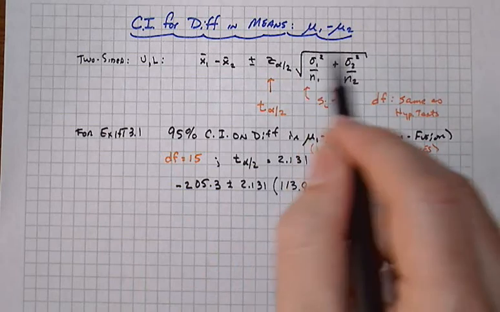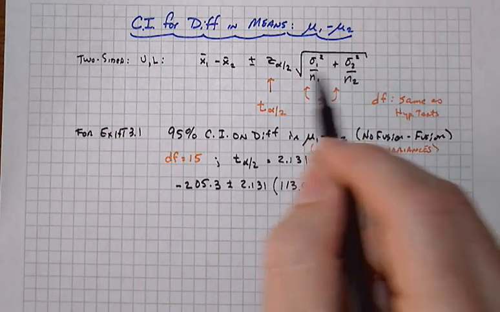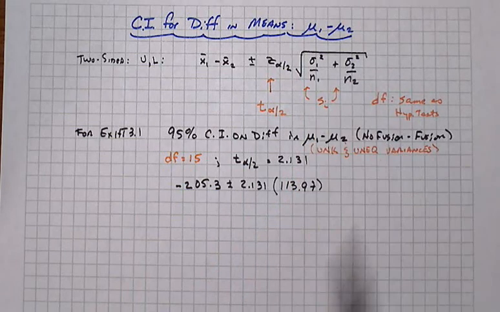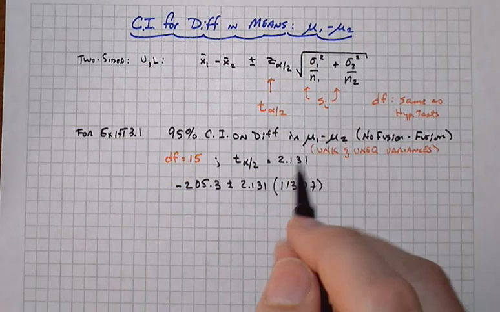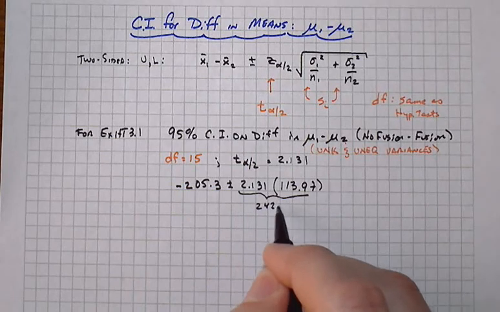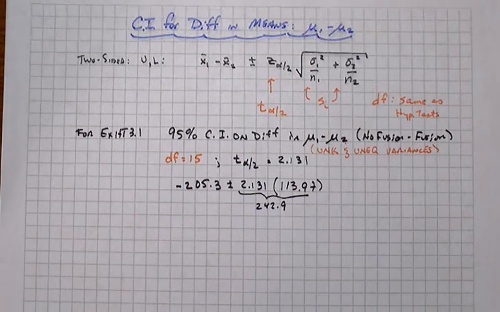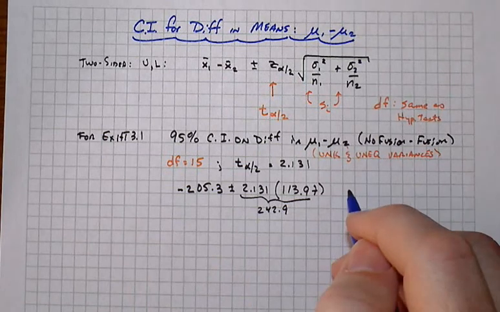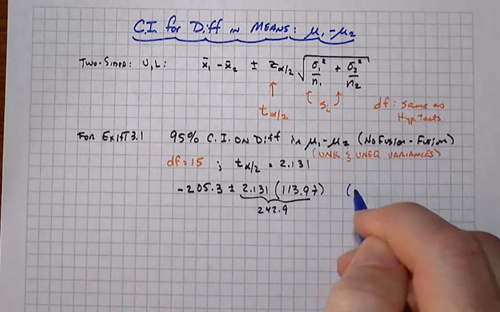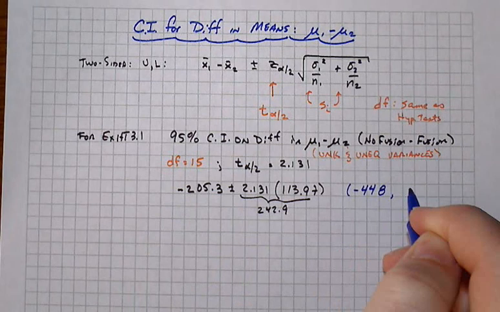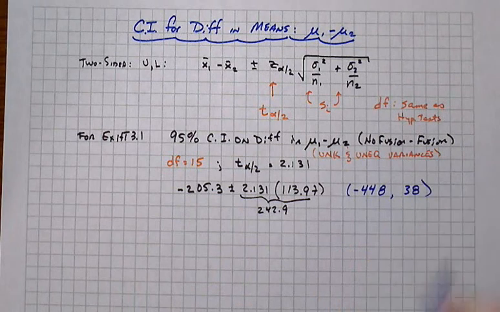this guy right here, square root of the sum of the squares, and so that had the sample variances thrown in there. Okay, and this number here is 242.9, and that will lead us to a two-sided confidence interval for the true mean difference of minus 448 up to 38.